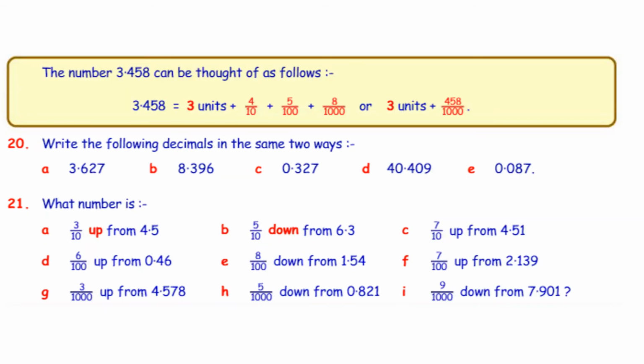Okay, so the number 3.458 can be thought of like this. 3 units, so that's 3 whole numbers, or 3 whole bars of chocolate, or 3 whole pizzas, however you want to think about it, plus 4 over 10, 4 tenths, then 5 over 100, 5 hundredths, and 8 over 1,000, 8 thousandths, or you can write it as 3 units plus 458 over 1,000.